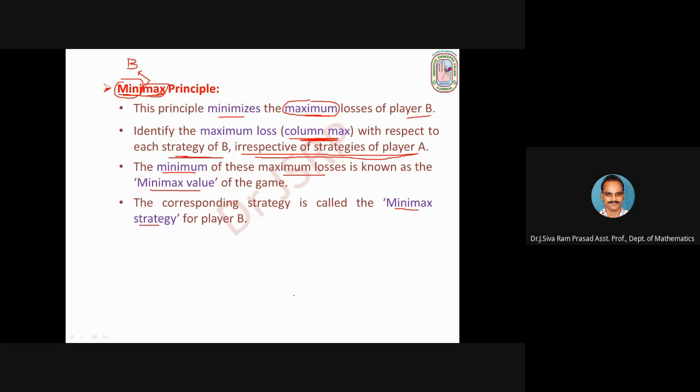So we have two principles, the maximin principle and the minimax principle. Maximin principle corresponds to player A, minimax principle corresponds to player B. What is the maximin principle? Player A tries to maximize his minimum losses. What is the minimax principle? Player B tries to minimize his maximum losses. Okay, so that is the meaning of these two principles.